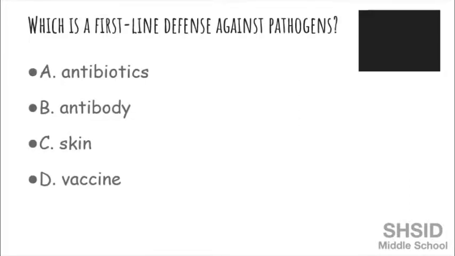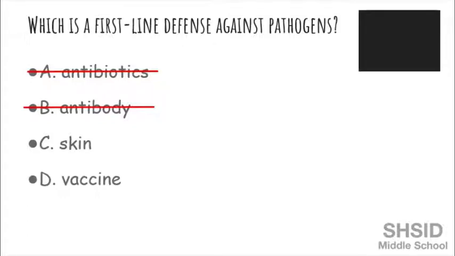So let's do a little bit of review first. Which of the following is a first-line defense against pathogens? A, antibiotics, B, antibodies, C, skin, or D, vaccines? Well, let's talk about A first. Antibiotics are something you take after you're already sick, so those are not a first-line defense. Antibodies are part of the immune response, right? That happens after the pathogen has already entered your body, so that's a third-line defense, not a first-line defense.